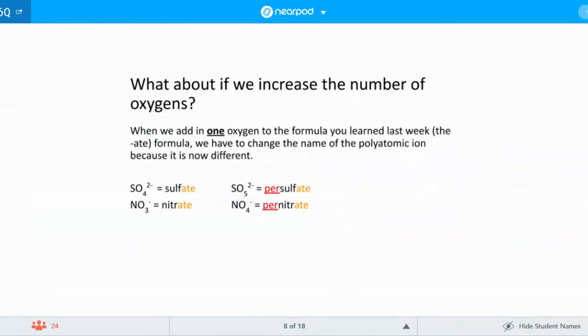Taking a look at the same two examples again, we've got sulfate with SO4 2-. When we increase the amount of oxygens, we've got SO5 2-, again noticing that the charge of the polyatomic ion is staying the same here. Same for nitrate, we've got NO3-. When we add in an oxygen, we have to change the name from nitrate to pernitrate, NO4-. That extra oxygen changes the prefix of the polyatomic ion.